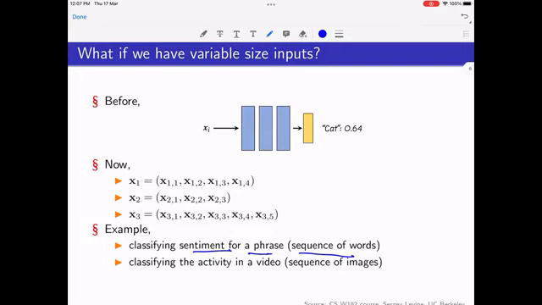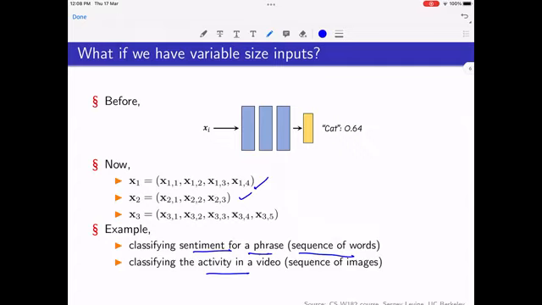Similarly, classifying the activity in a video. We can think that a video is a sequence of frames, so we can process the frames one by one, in a sequential manner. It may be that one video contains 4 frames, or one sentence or phrase contains 4 words, another phrase contains 3 words, and so on. So how do we basically classify them? That is what we will be looking into in this topic.